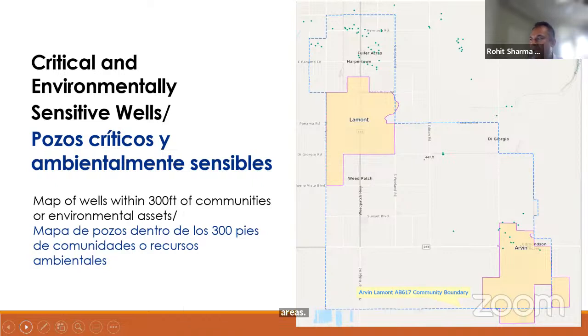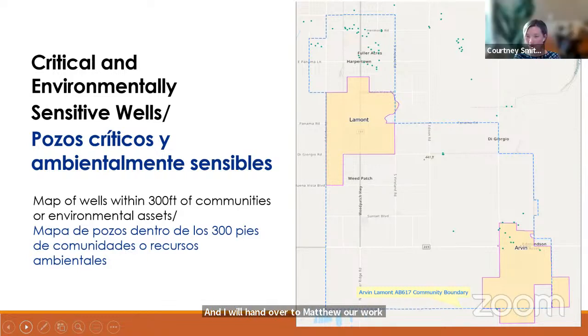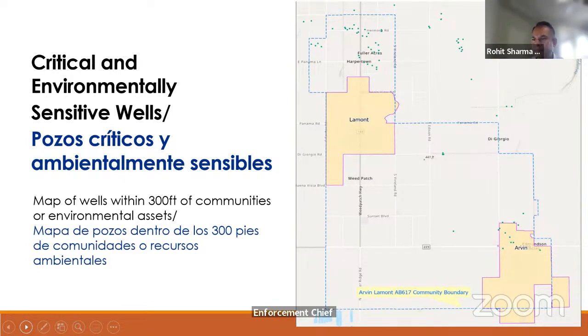And I will hand over to Matthew Biffelman, our, I'm sorry, enforcement chief. Before we do, I just wanted to flag Gustavo has his hand up. Okay. Yeah, thank you.